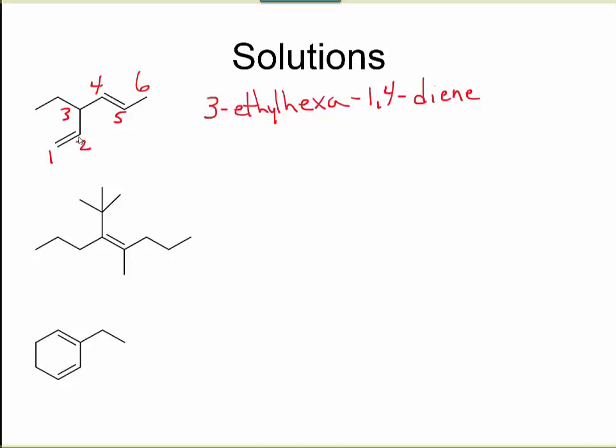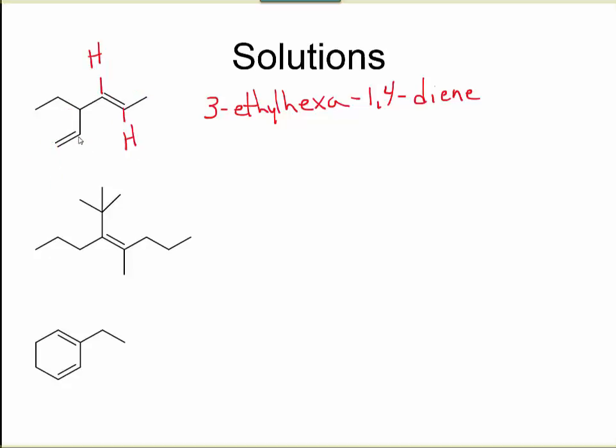And this is a good time to go back and see if I need to specify the geometry of those alkenes as either E or Z. For alkene number 1, I don't have high or low priority on carbon 1. They're both H's, so I do not specify that as having a stereoisomer. But for the alkene on carbon 4, I do need to specify that it is a trans or E geometry.